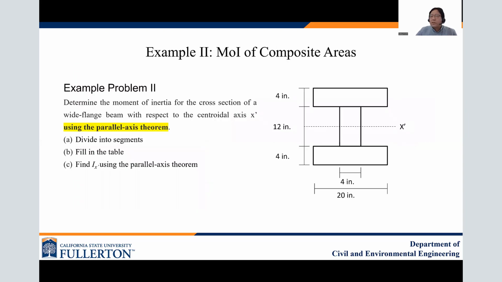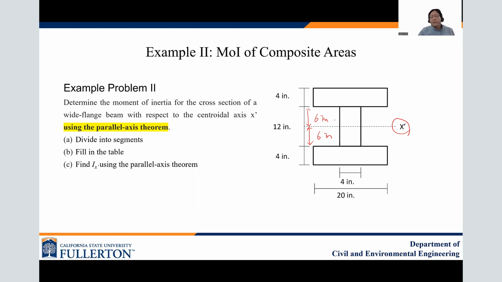This slide shows example problem 2. We need to determine the moment of inertia for the cross-section of a wide flange beam with respect to the centroidal axis x prime. In this problem, the centroidal x prime is in the middle due to symmetry. So that one is at 6 inches, and this one is also 6 inches, right?